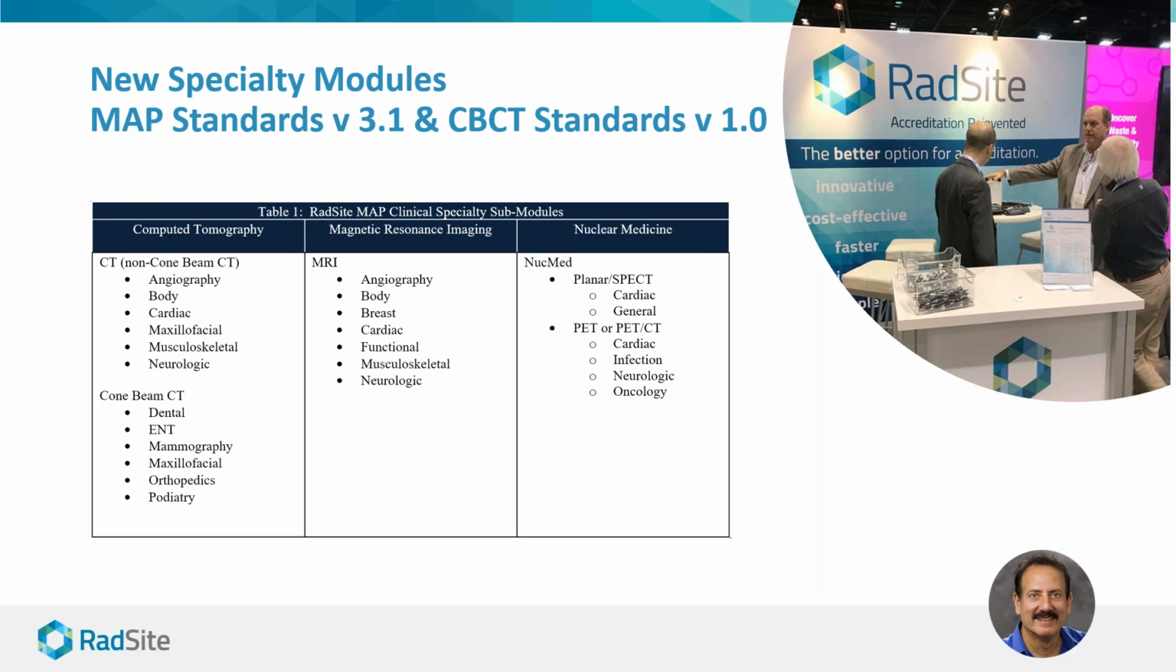And the 6 areas that we recognize in ConeBeam CT are dental, ENT, mammography, maxillofacial, orthopedics, and podiatry, recognizing that there are unique requirements with regard to those who obtain the images and unique requirements as far as those who oversee the images that may be different for ConeBeam CT practices in comparison with other practices.